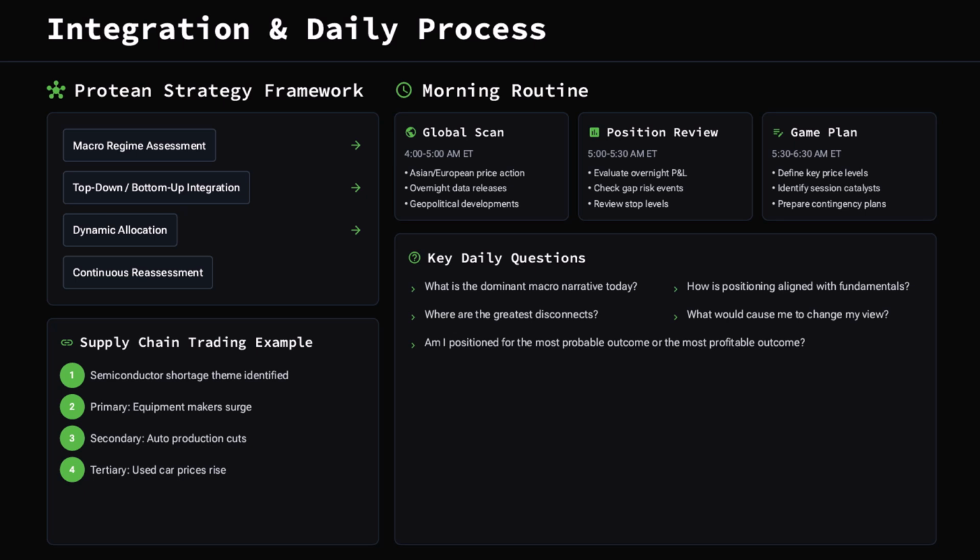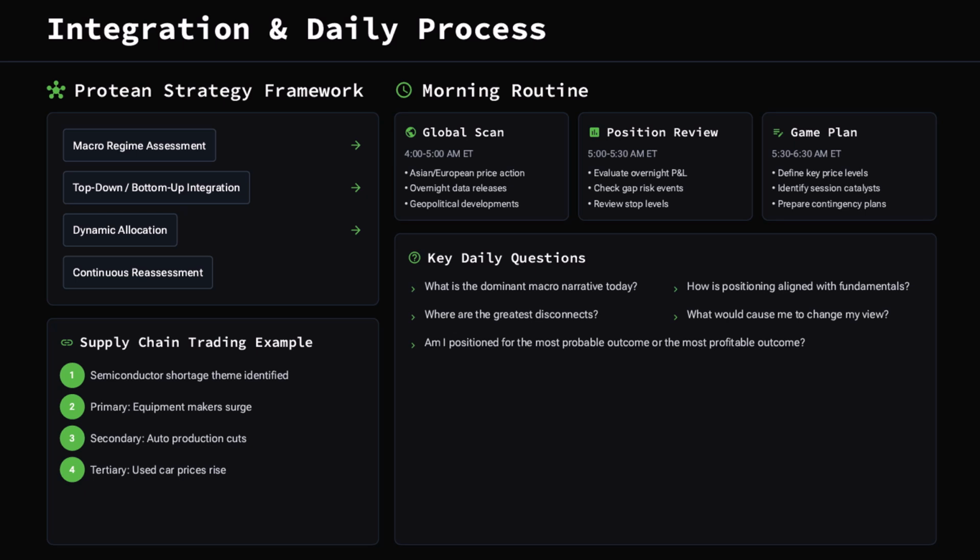Anchor your decisions with 4 questions. What is today's dominant macro narrative? How does my positioning align with fundamentals? Where are markets mispricing reality? And most importantly, what evidence would make me change my view? Remember this critical distinction. Are you positioned for the most probable outcome or the most profitable one?